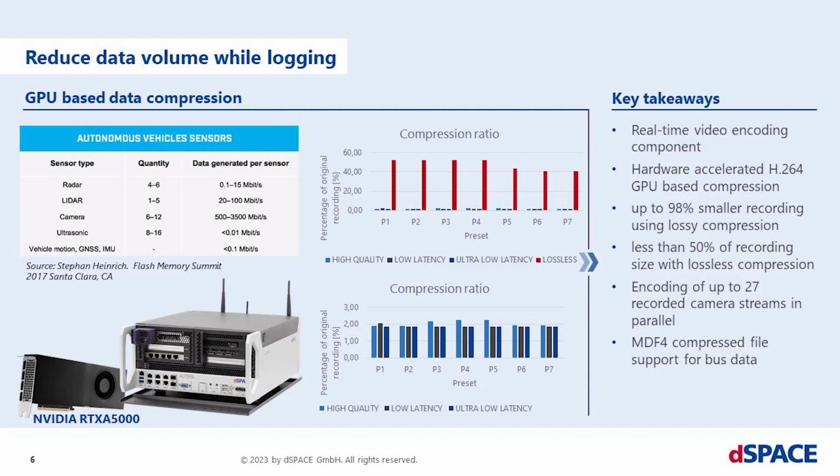The Altera logging station can be equipped with a high-end GPU to perform H.264 video encoding in real time during the recording. Benchmarks show that up to 27 camera streams can be encoded in parallel, and more than 50% of storage space in original quality can be saved when using lossless compression. This means up to 72 terabytes less data per hour needs to be transported to the data center.